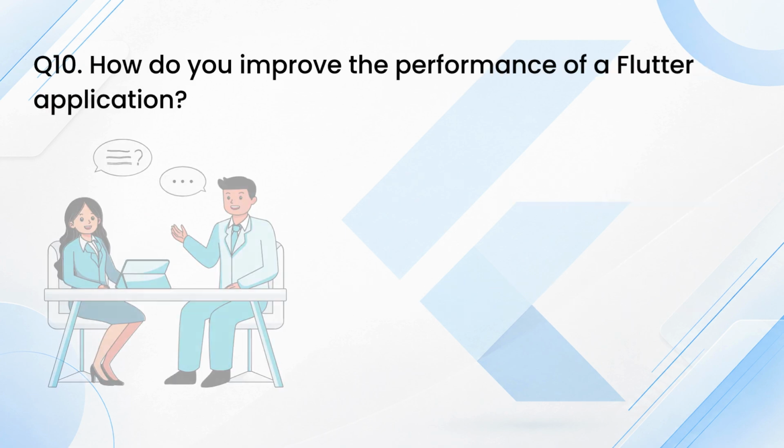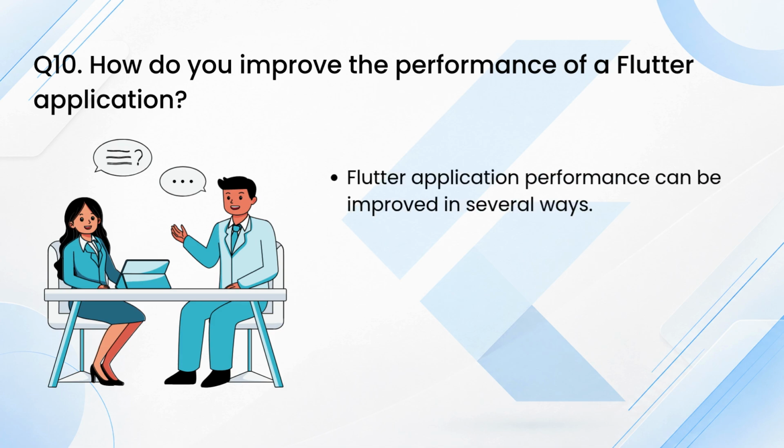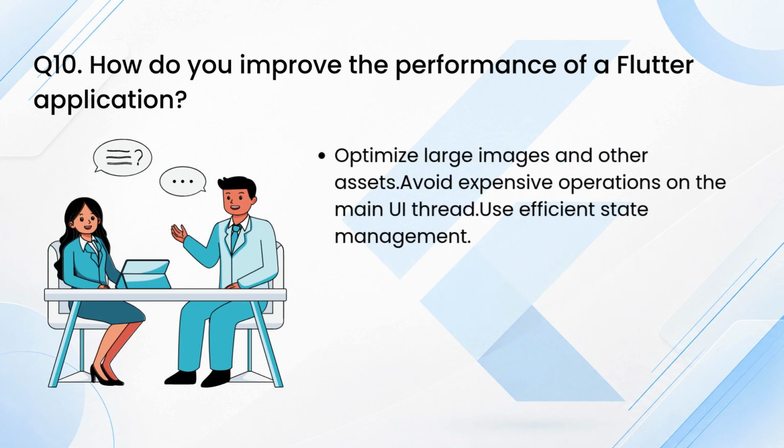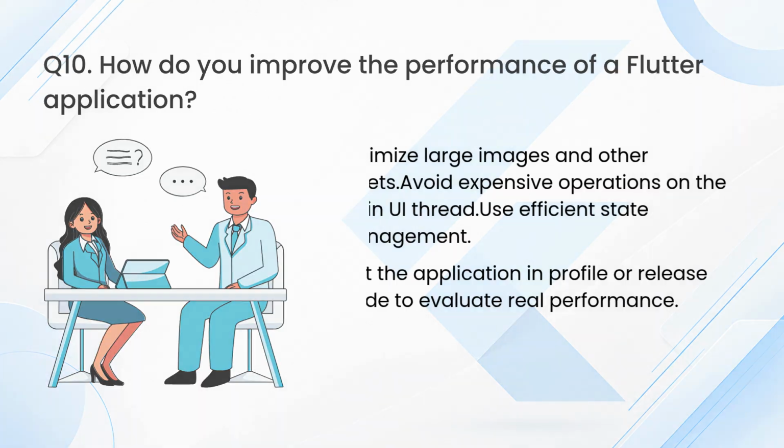Question 10. How do you improve the performance of a Flutter application? Flutter application performance can be improved in several ways. First, avoid unnecessary widget rebuilds. Use const widgets whenever possible. Use ListView.builder for large lists. Optimize large images and other assets. Avoid expensive operations on the main UI thread. Use efficient state management and test the application in profile or release mode to evaluate real performance.